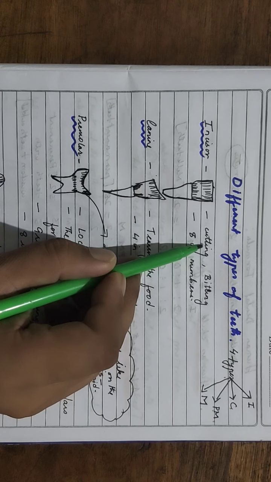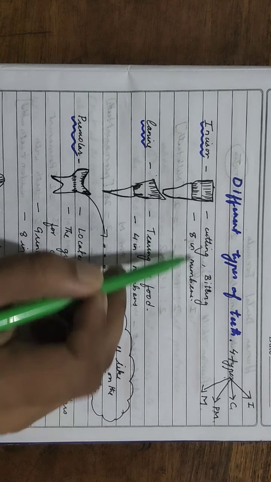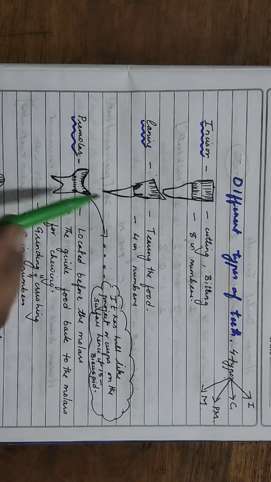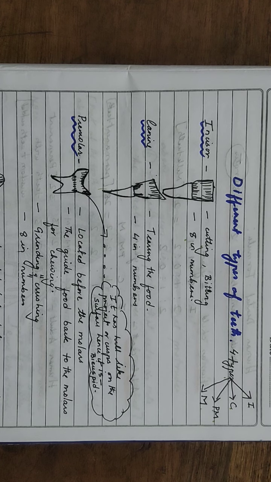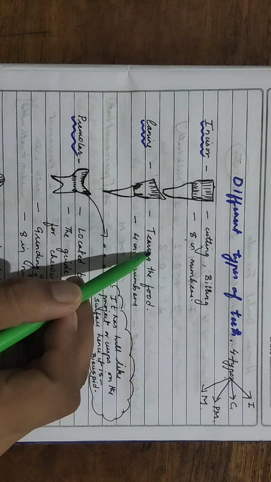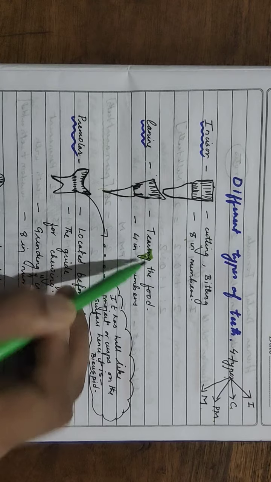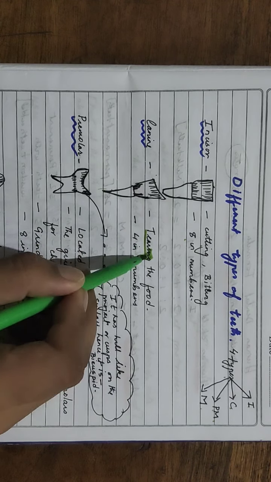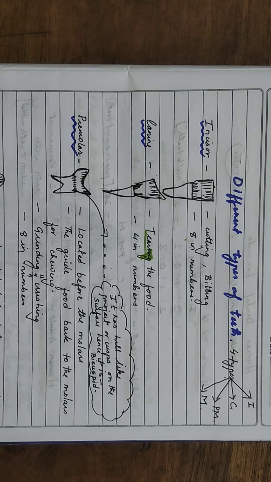Incisors: the function is cutting and biting, and there are 8 in number. Canines, found in carnivorous animals, help to tear the food. There are 4 in number.